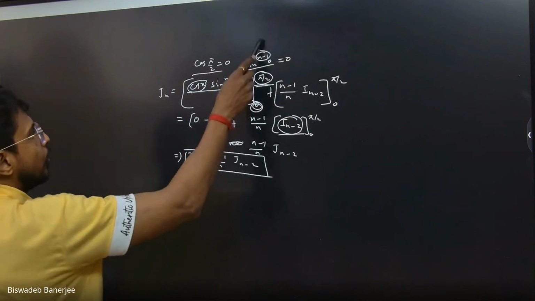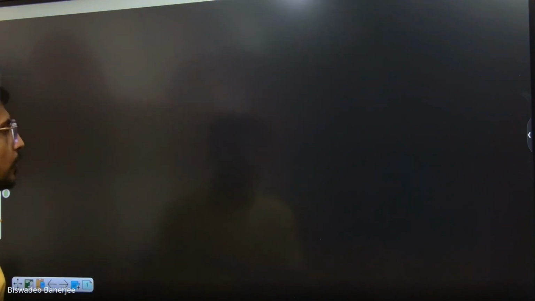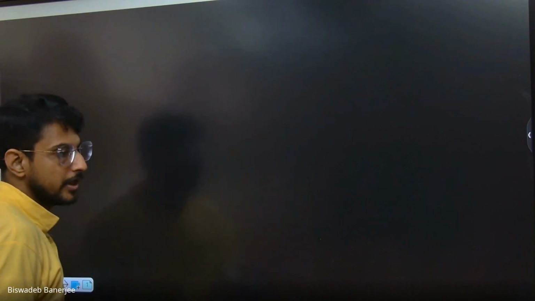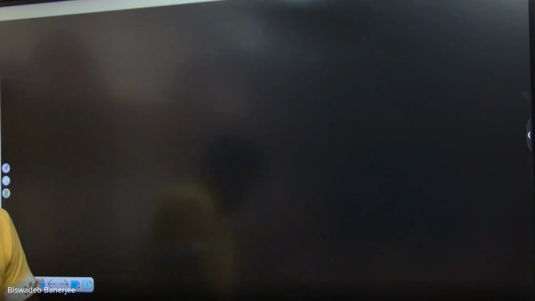Later I shall give you more examples like this. Okay, so this is the result. This is called the reduction formula for sine theta. The reduction formula for sine theta is a very, very important result.